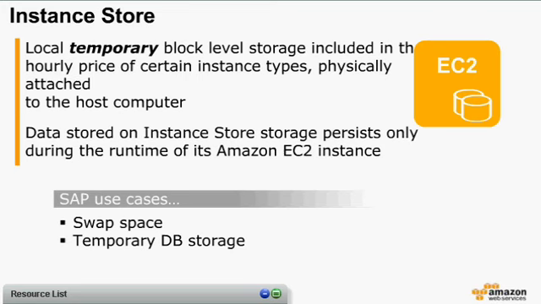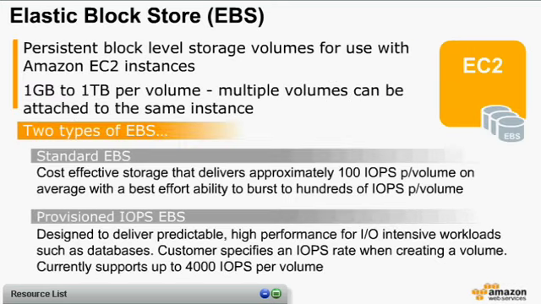So that brings us to the Elastic Block Store. Elastic Block Store, EBS, is our persistent block level storage solution that you can provision alongside an EC2 instance. You can provision anywhere from a 1 gigabyte volume up to a 1 terabyte volume. And keep in mind that multiple volumes can be attached to the same instance, so you can actually attach multiple terabytes. We've seen very large systems on a single virtual machine.